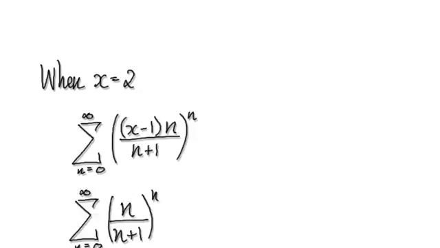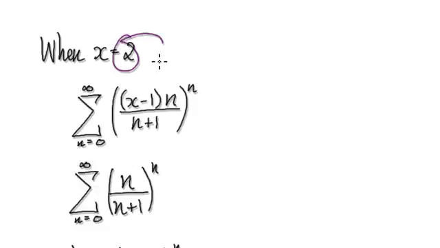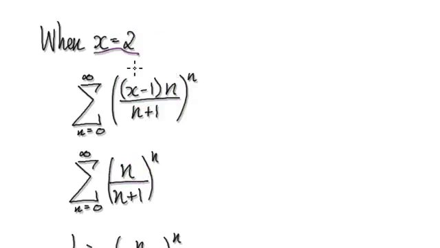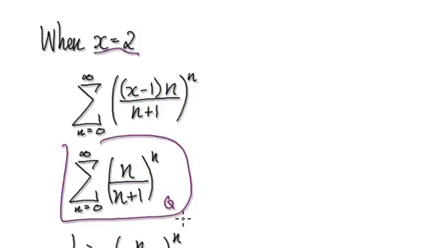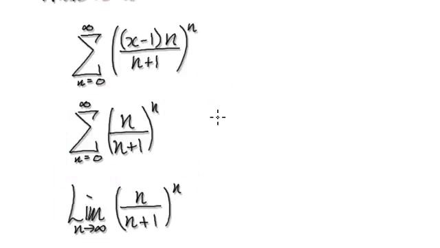Following on from the previous video, when x equals 2, we would put it into here. This thing here, 2 take away 1, that would be 1. 1 times n, that would be your n. So when x equals 1, we need to determine if this will converge or if this will diverge. So we should use the nth term test.